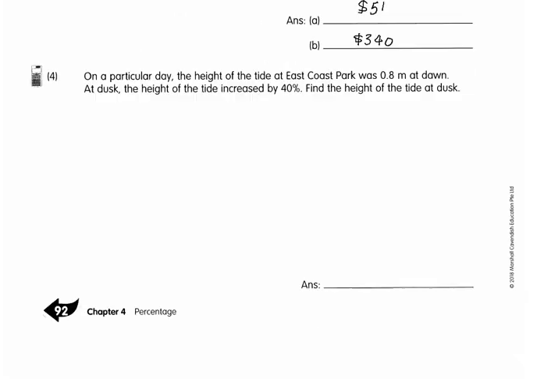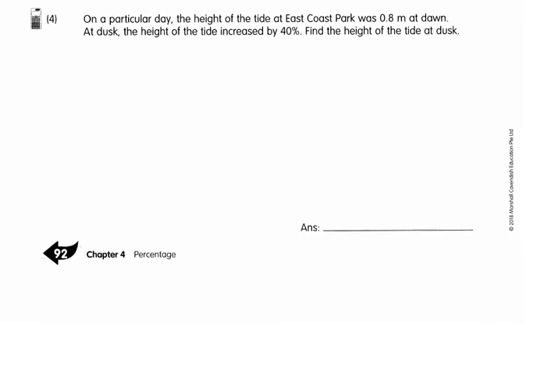Question 4. On a particular day, the height of the tide at East Coast Park was 0.8 meters at dawn. Dawn is in the morning, okay? Right, early morning, dawn. So, at dusk, that means in the evening, the height of the tide increased by 40%. So, since they say increased by 40%, do you think that the height is greater than 0.8 meters or less than 0.8 meters? Greater. Increase means greater, right? Okay. So find the height of the tide at dusk.